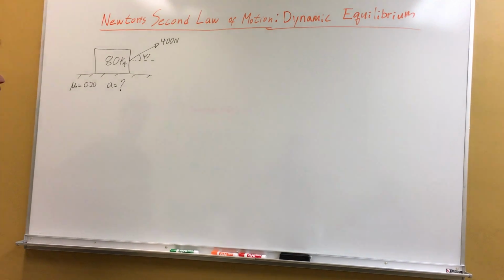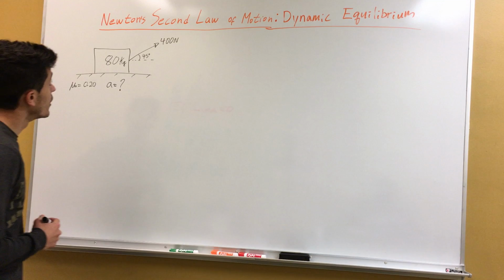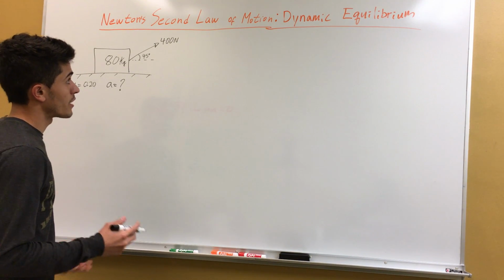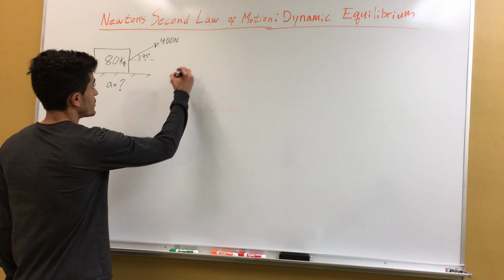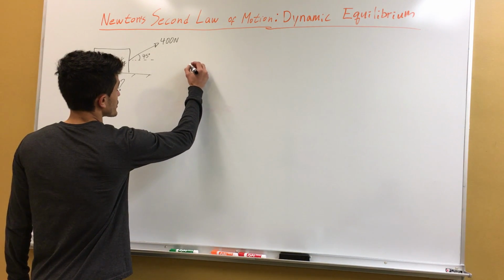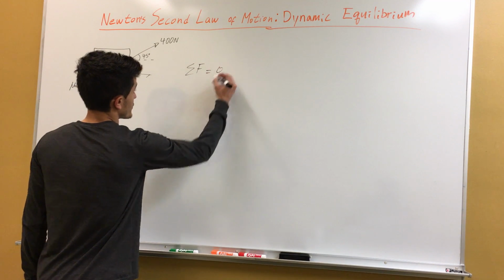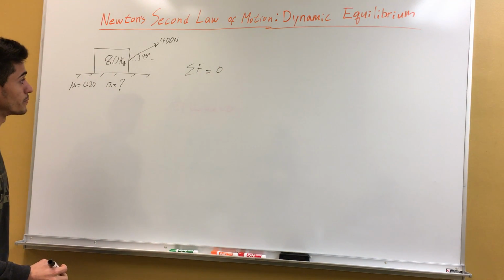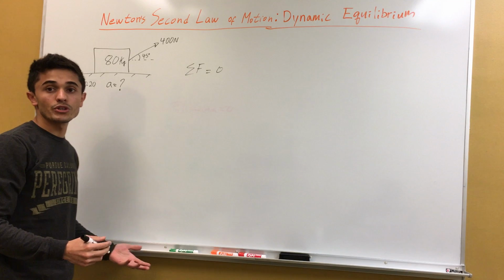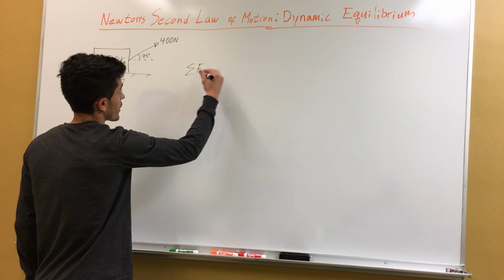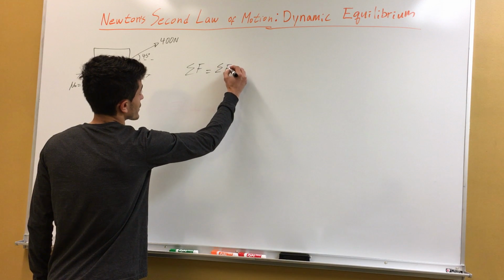Hi everyone. Today we're going to solve a problem involving Newton's second law, specifically a dynamic equilibrium. Usually when we don't have motion, we have that the sum of the forces is equal to zero. That's static equilibrium. If we have motion, we say that the sum of the forces is equal to the sum of the effective forces.